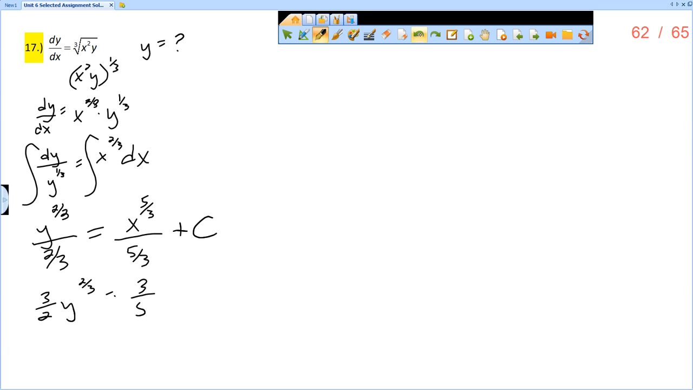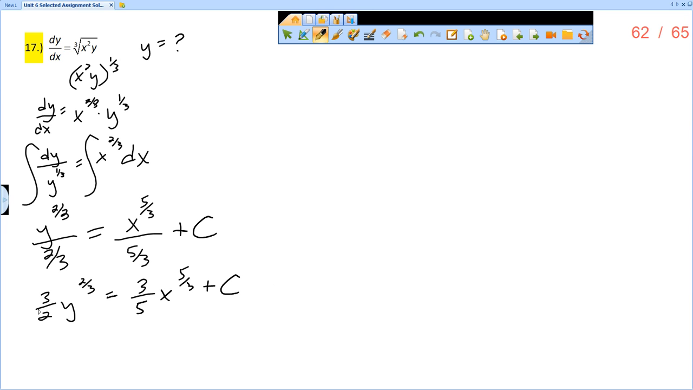Sorry, not 3/5. Yeah, I'm dividing by 5/3. I apologize. This is dividing by 2/3, so this is multiplied by 3/2. All right. So 3/5 x to the 5/3 plus c.